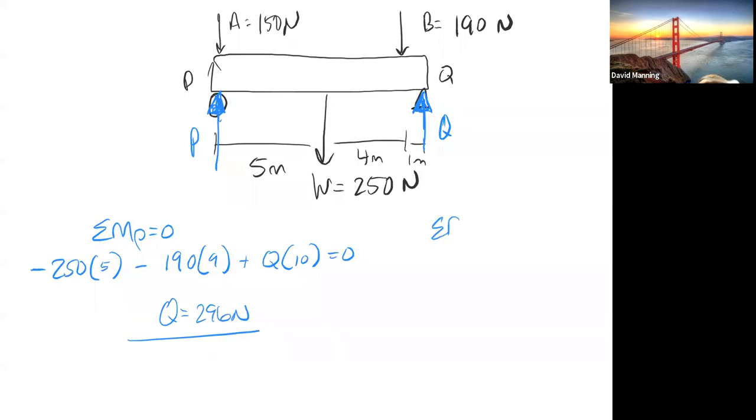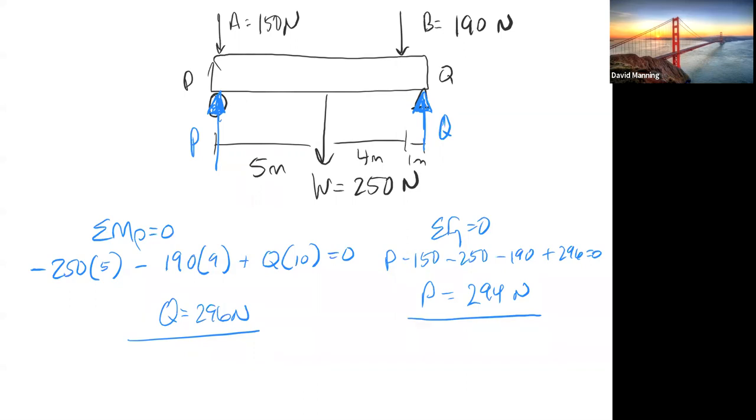And then sum of the forces in the Y equals 0. We have negative 150, P minus 150, minus 250, minus 190, plus 296 equals 0. So that's 400. Negative 294, is that right? 590, 390, 300, 294. Good?